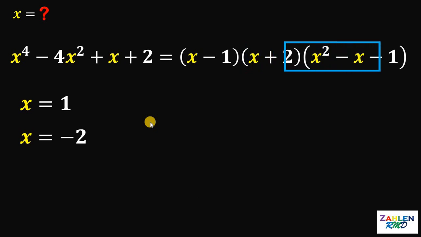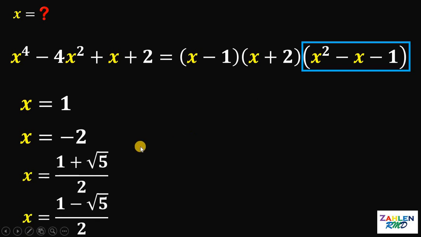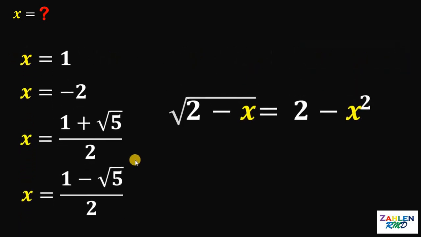Now, how about in this factor? x squared minus x minus 1. If we equate this to 0, notice that this equation is related to the golden ratio. Therefore, if we use the quadratic formula on this equation, we get that the value of x must be (1 plus square root of 5) over 2 or (1 minus square root of 5) over 2. And now, we have 4 possible values for x.